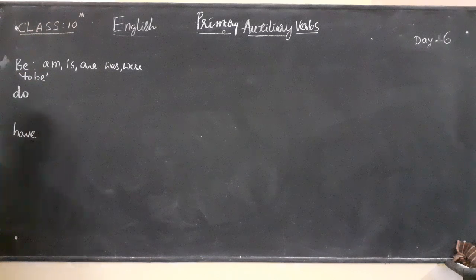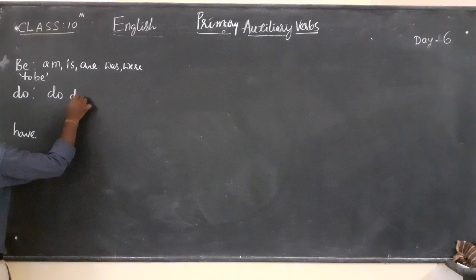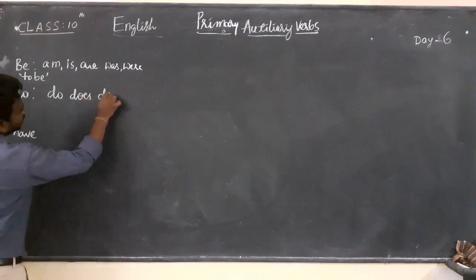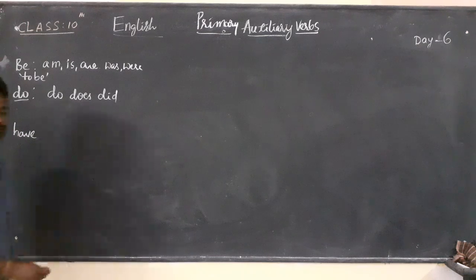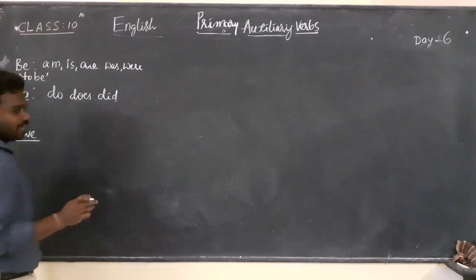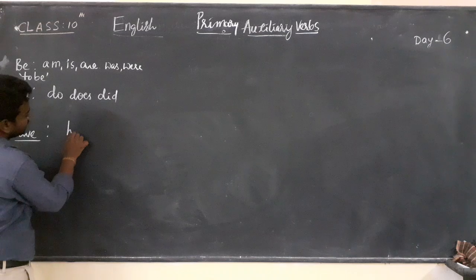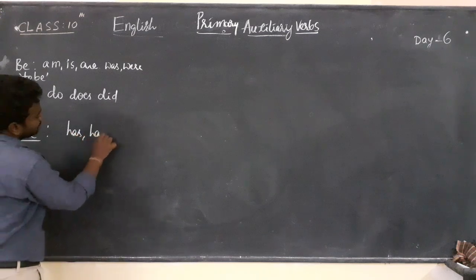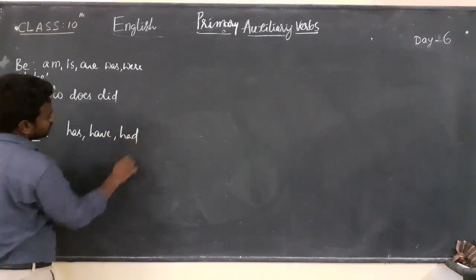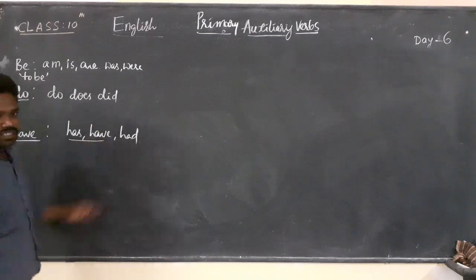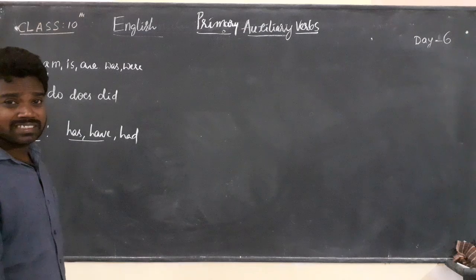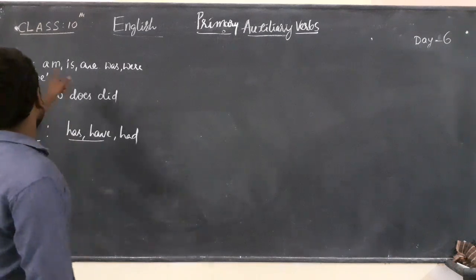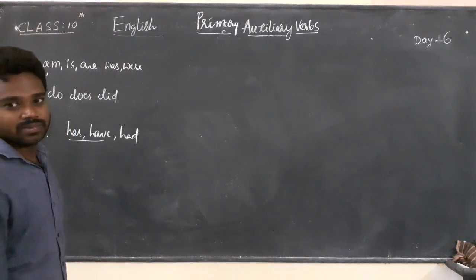What are the do forms here? Do, does, did. These are the do forms. And what are the have forms? The have forms are here: has, have, had. So these are the have forms. In this session, day 6, you are going to learn the functions and the usage of primary auxiliary verbs.